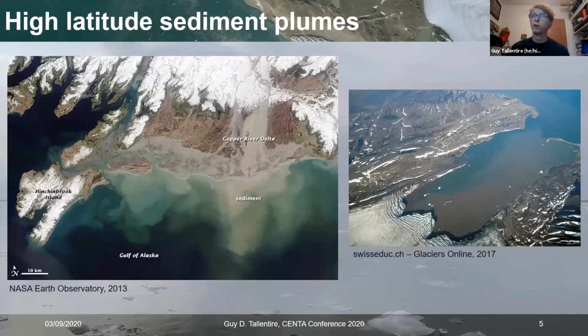Got some examples of high latitude sediment plumes. So the one on the left is another NASA image showing plumes from the Copper River Delta in Alaska. So we're talking 60 degrees north and above when I refer to high latitude. And I've also got one from Svalbard, which is slightly different in that it's a sediment plume directly from a calving glacier front. So a glacier front that discharges ice directly to the ocean.